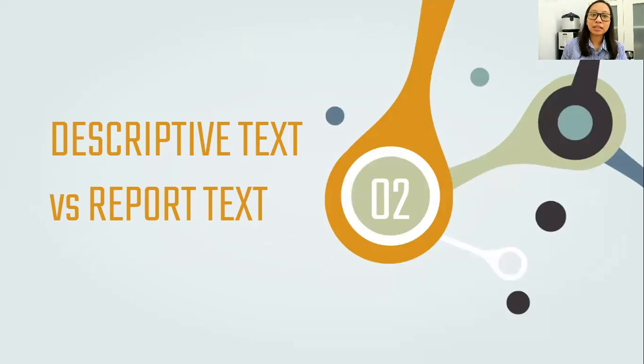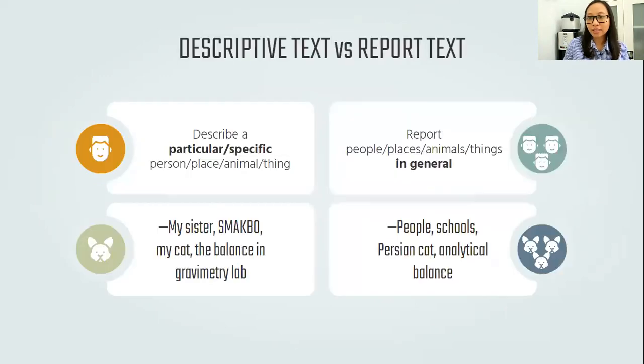And then, what is actually the difference between descriptive text and report text? As I explained earlier, in descriptive text, we describe a particular or a specific person, place, animal, or thing. Maksudnya gimana? A specific person, it can be my sister. It can be my brother. It can be tadi Sasha, my teammate. Nah, kalau yang report text itu report something in general.